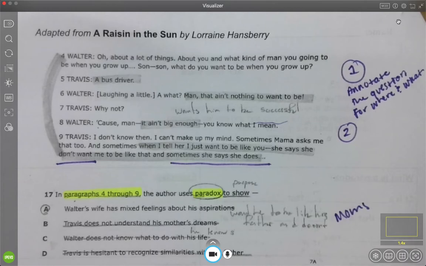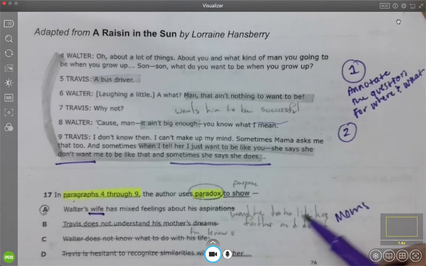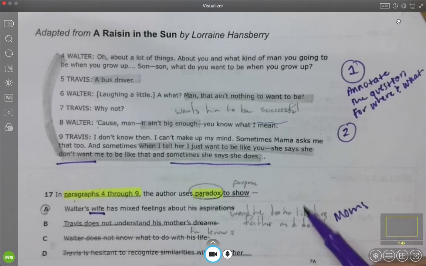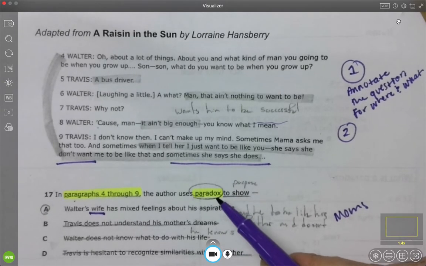The only question that actually talks about the wife is answer choice A. Mixed feelings indicates that she does and does not want him to be like his father. So the purpose is to show the wife's feelings. The purpose of the paradox, of the contradiction, is to show mixed feelings.